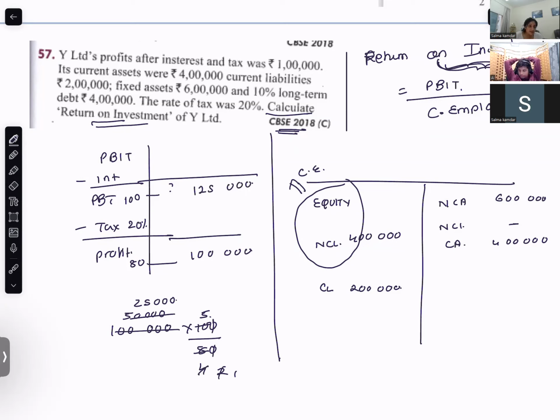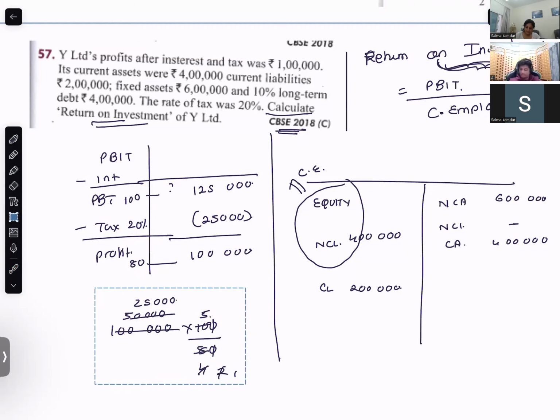So the tax is how much? Why did you put 20%? Tax is 20,000. This will be 100. 80 represents 1 lakh. So how much is 100? Are you with me?